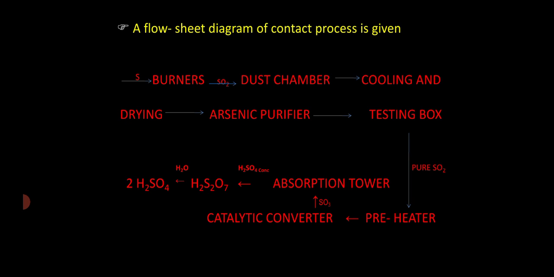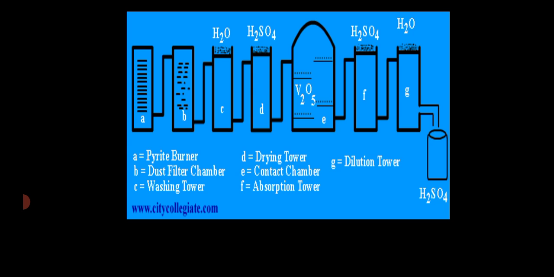You can see that first sulfur is burnt in burners. We get sulfur dioxide. Then sulfur dioxide is first passed into the dusting chamber. Now you can see it here. Here I am showing you the different purifying units. A is your pyrite burners, where sulfur dioxide is produced, and B is your dusting chamber, which I am discussing with you now.